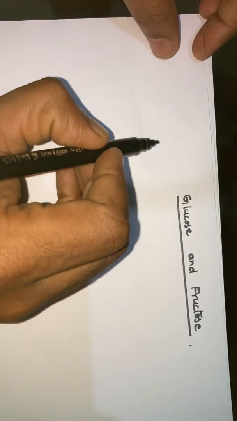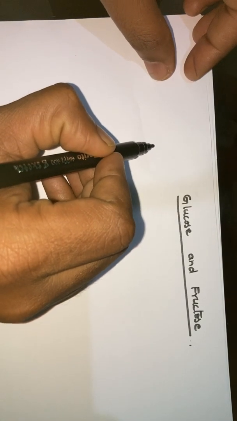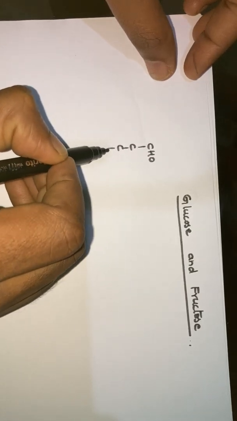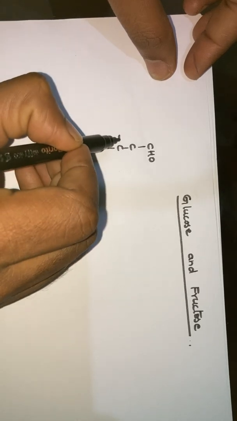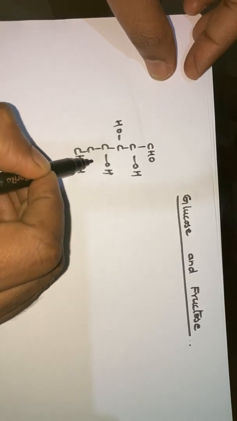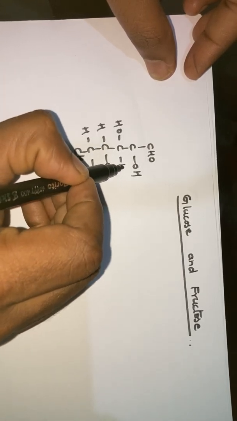Let us see how it actually works. Let us take glucose first. CHO, then carbons 2, 3, 4, 5, 6, with CH2OH at the end. The third carbon has OH on the left side, the remaining OH on the right side. So this is glucose.